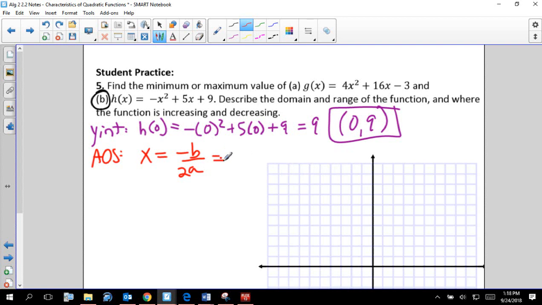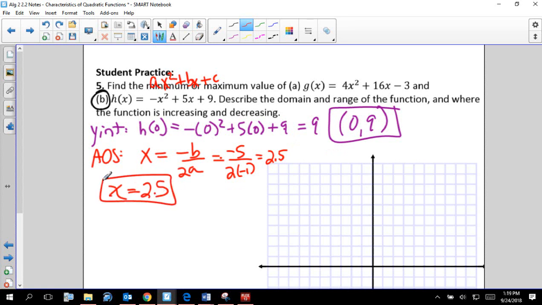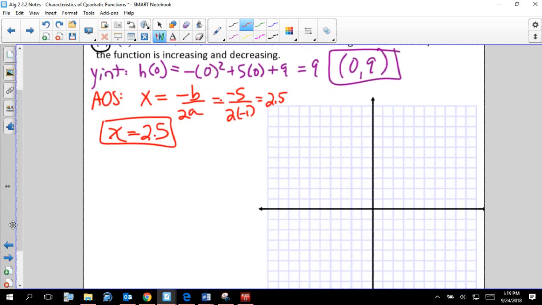So we're going to go, and remember this is ax squared plus bx plus c. So negative 5 over 2 times negative 1. So we get 2.5. X equals 2.5. We're going to do our vertex. Kylie, do you know how I find my vertex?